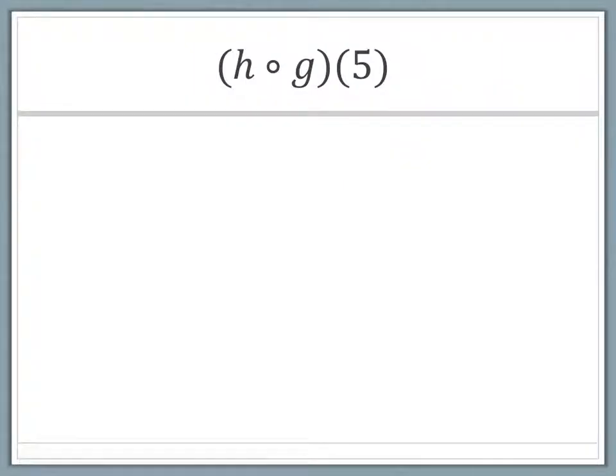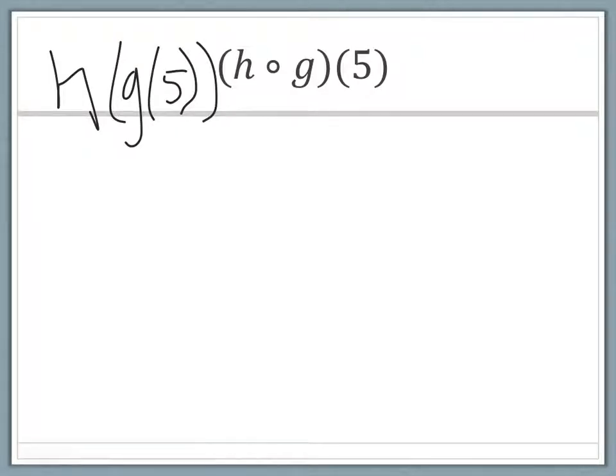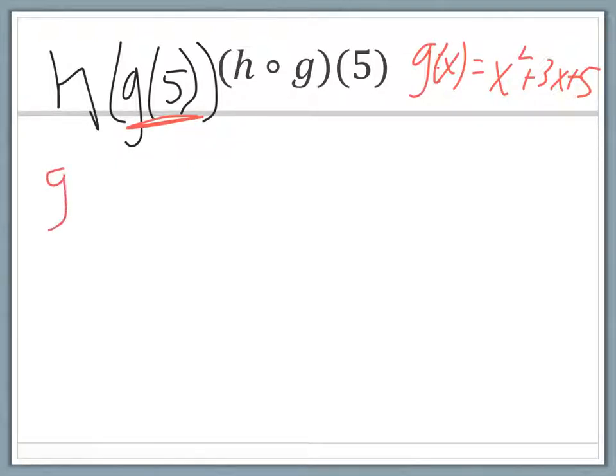So for this one, the first thing I would do is, let's go ahead and rewrite this. This is going to be h of g of 5. Okay, so that tells me I'm going to do the g of 5 first. Well, let's refresh ourselves. The g of x was x squared plus, I think it's 3x plus 5. So we're going to go ahead and do g of 5.